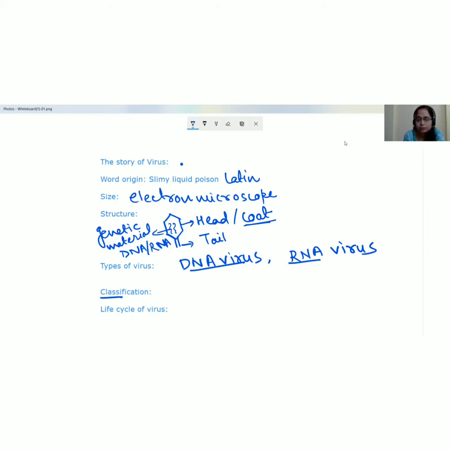Similarly, if I ask you to classify anything, the first classification that you are going to use is what? Living and non-living. But this virus exists at the boundary. Here is the virus. It is neither living nor non-living. Why is it said like this? Because sometimes it behaves like a living and sometimes it behaves like a non-living. So let's understand how it does this.